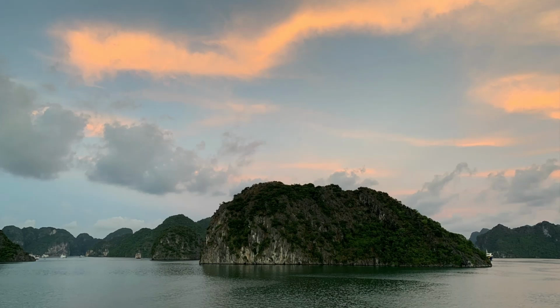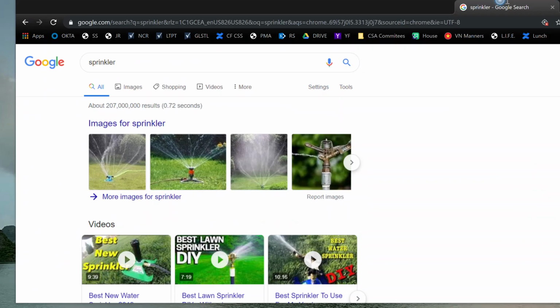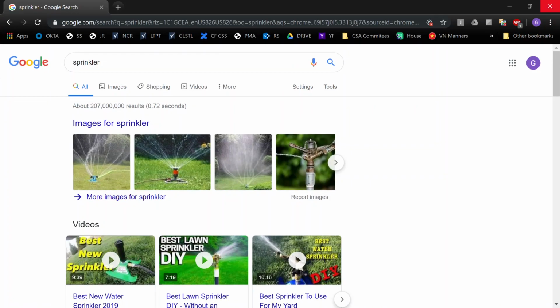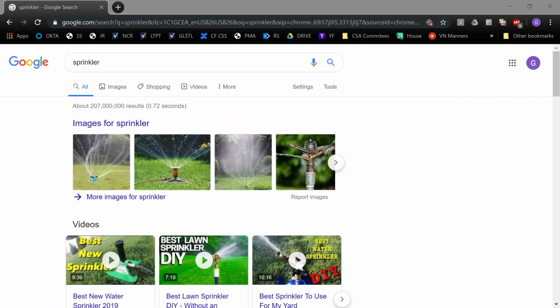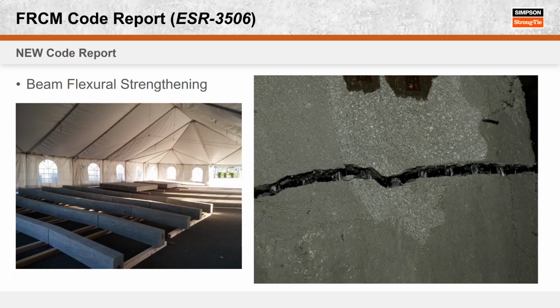Oh, I don't even have it up on the screen. Okay, like that one. It sprays water. So we had it going on a timer, spraying water over all the beams to keep them wet while they cured. Wet cure, which is why we say wet cure on our data sheet and specs.